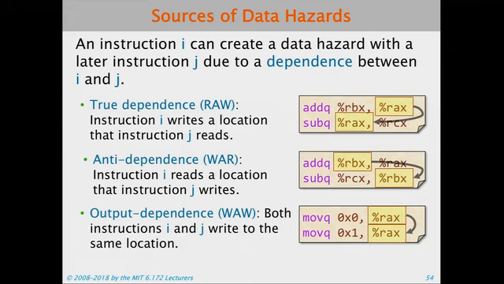There's another one called an antidependence. This is where I want to write into a location, but I have to wait until the previous instruction has read the value. Okay, because otherwise I'm going to clobber the value before it gets read. Okay, so that's an antidependence. And then the final one is an output dependence, where they're both trying to move something to RAX.